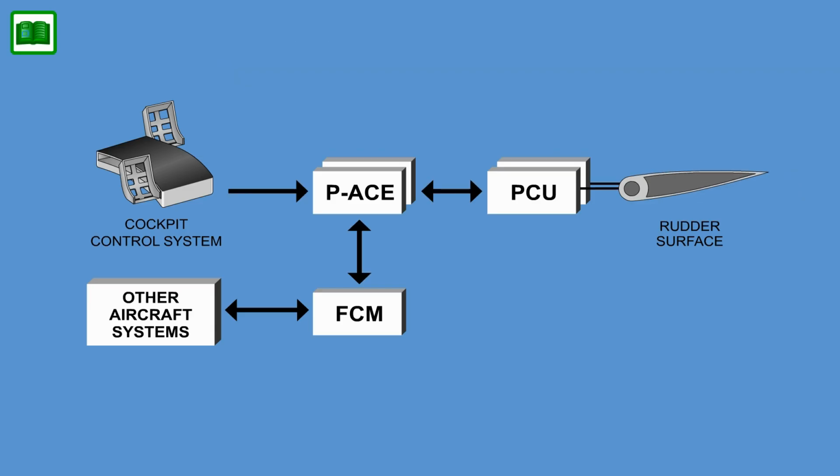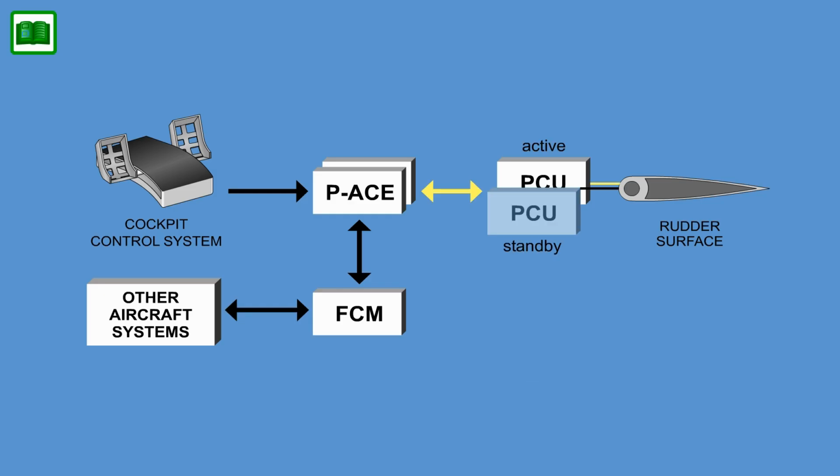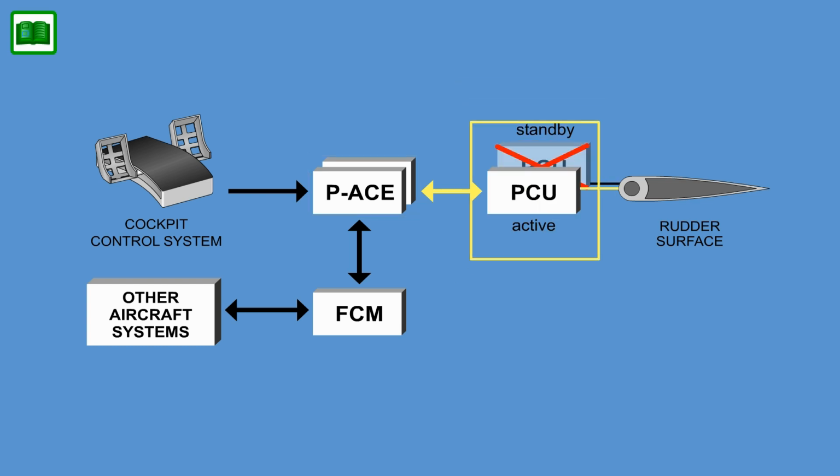Gain schedule commands such as yaw damping and turn coordination are computed within the auto flight control system and sent to the flight control modules. Failures, such as an actuator runaway or a mechanical disconnect, will be detected by the primary ACE and the failed PCU will be shut down. Control of the surface will automatically be switched to the other PCU.